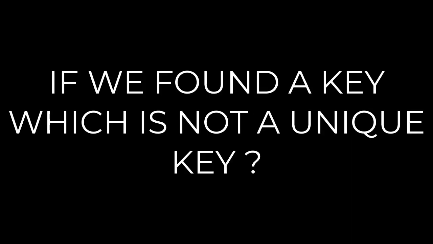Okay, let's say we find a key that is not unique, one that already exists. Then what is being checked? If any element or key is found, it first calculates its hash code. Number 1, it finds the bucket.